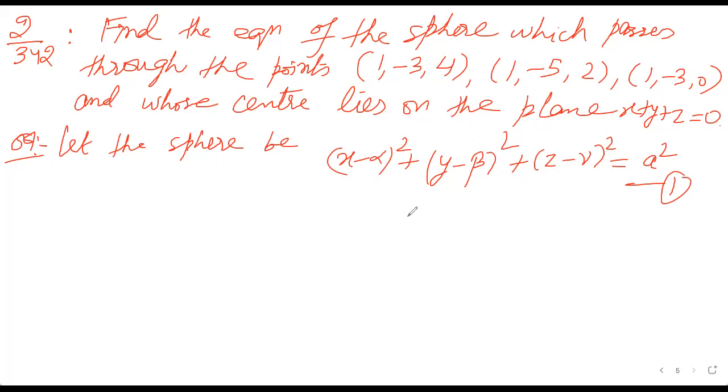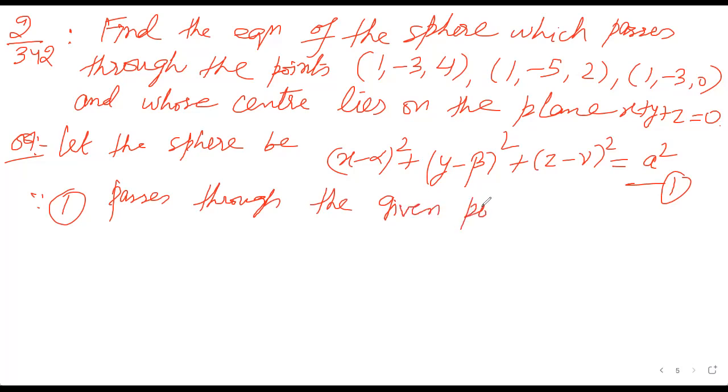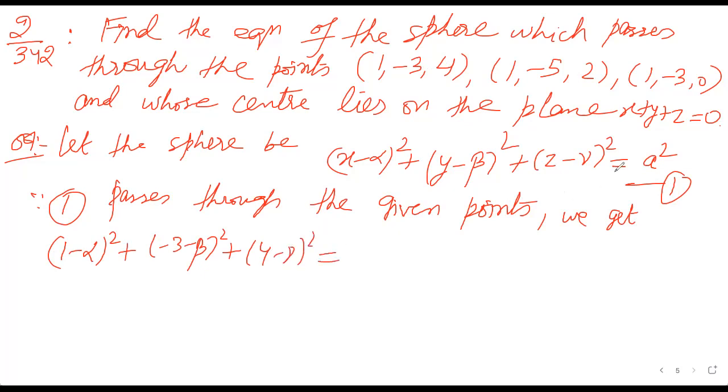So for four unknowns, I have to construct some equations. Where will the equations come from? From the conditions. Now, equation 1 is passing through these three points. Since equation 1 passes through the given points, it will satisfy all these three points. So I can put them here. In place of x, y, z, first I am putting the first point (1, -3, 4). So you will be getting (1 minus alpha) whole square plus (-3 minus beta) whole square plus (4 minus gamma) whole square is equal to a square. Similarly second, similarly third. So all the three quantities will be equal to a square.